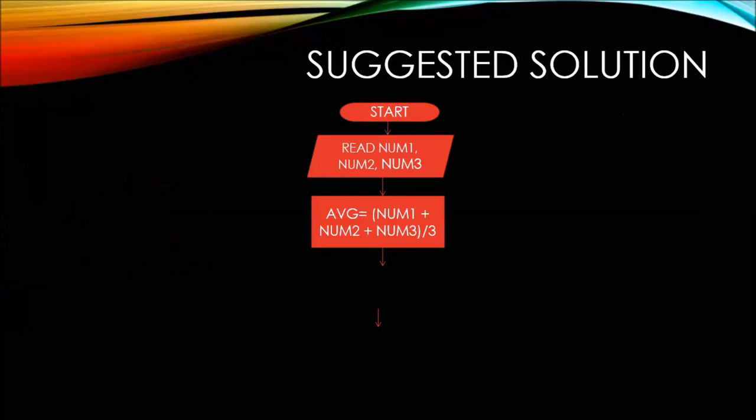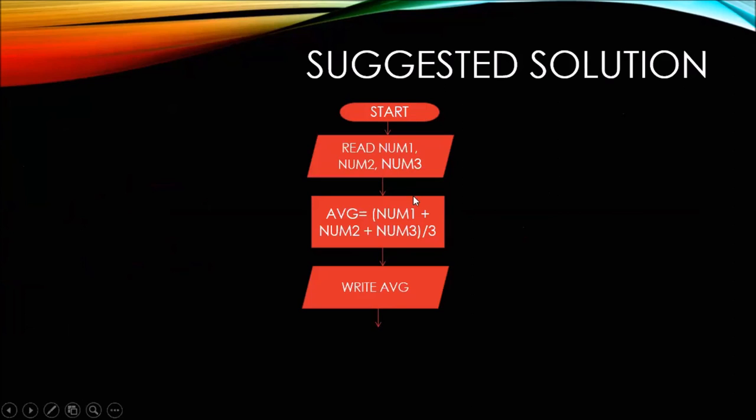Note that we did not use the same parallelogram here. We use the rectangle because we are carrying out a calculation. Good. After it, we are going to output average. So we start with input, processing, output. So this now is for a sequence.